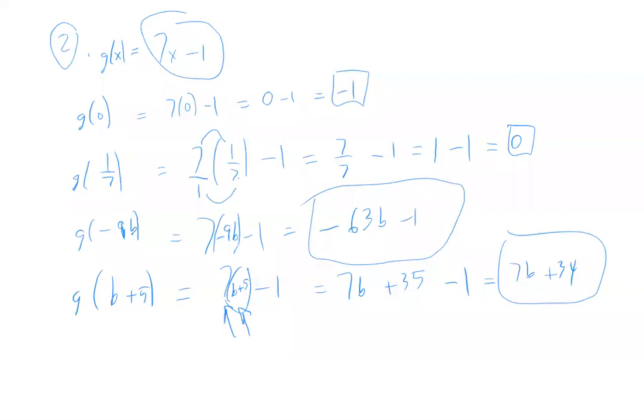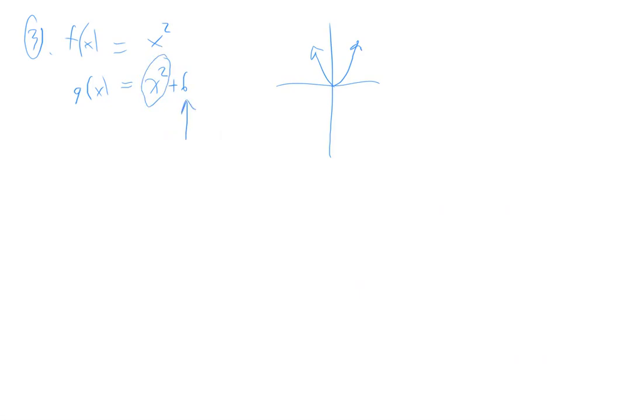Then, number 3. This problem number 3 is something like this. f of x equals x squared, and g of x equals x squared plus 6. So the graph of the functions is just like this. x squared first, and then you have the same. Now notice x squared is the same. The only difference is you've added 6 to it.